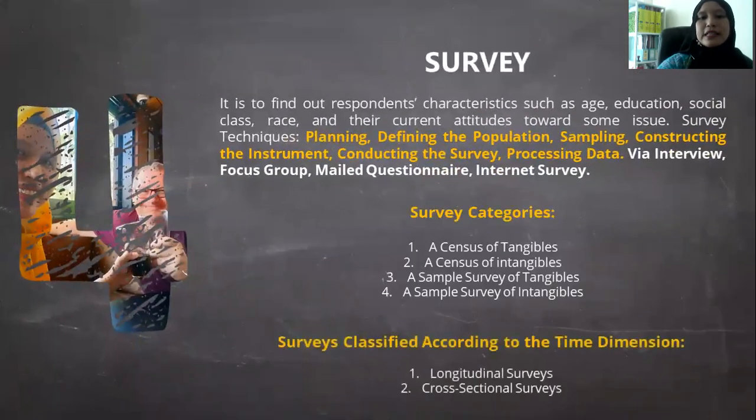So the last one is survey. The third main method, actually there are lots, but the third main method in quantitative research is survey. What's actually the survey? What is survey for? The survey is to find out the participants' or respondents' characteristics, such as the age of the respondents, the education, the social class, race, and their current attitudes towards some issue.